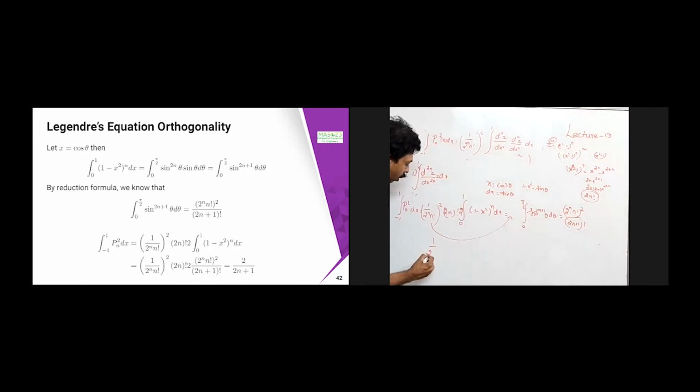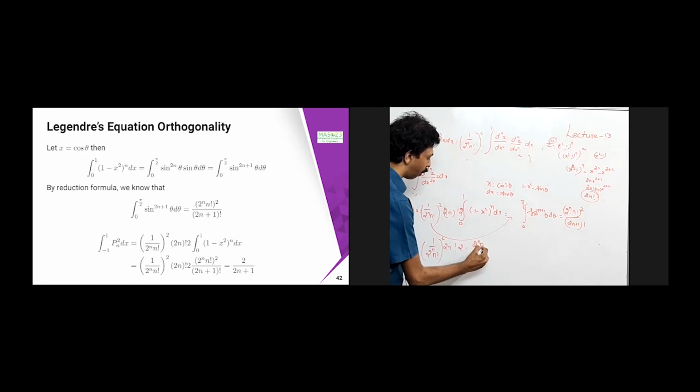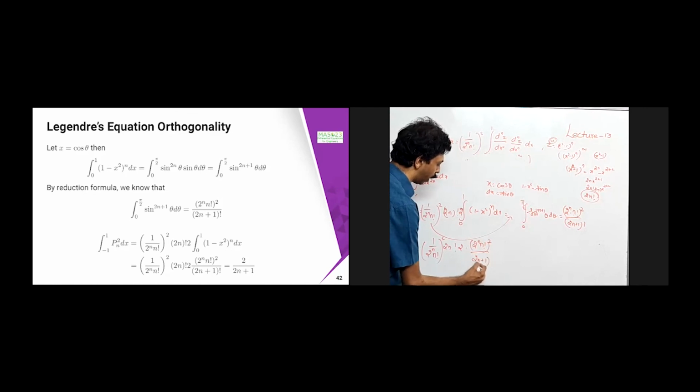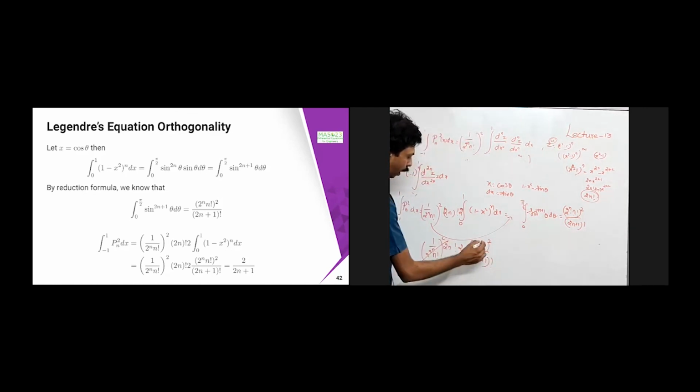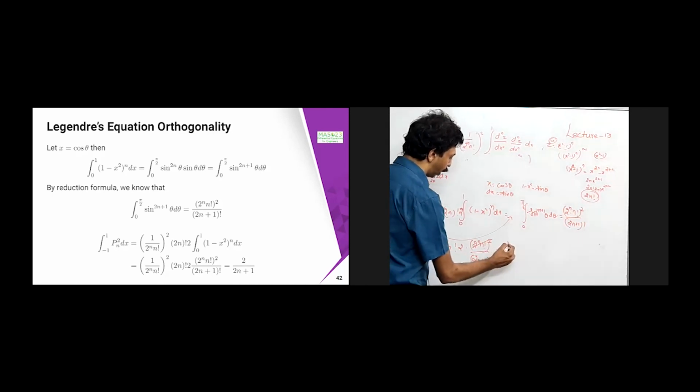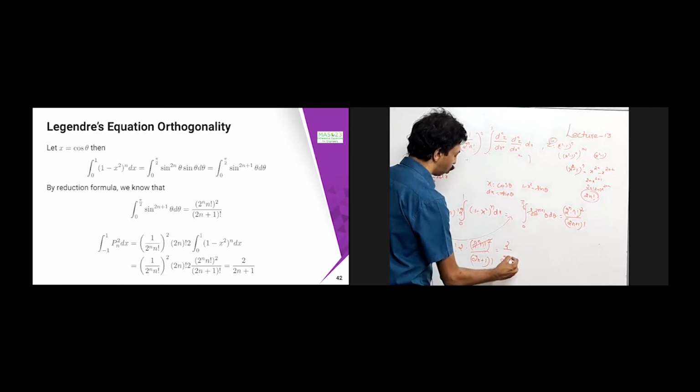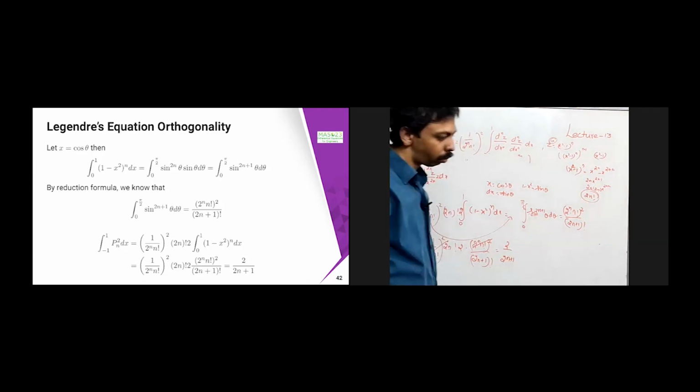So this becomes 1/(2ⁿ n!)² times (2n)! times 2 times (2ⁿ n!)² divided by (2n+1)!. These two get cancelled. Then I have 2n factorial and 2n plus 1 factorial, therefore this becomes 2 by 2n plus 1. So that's what we have proved.